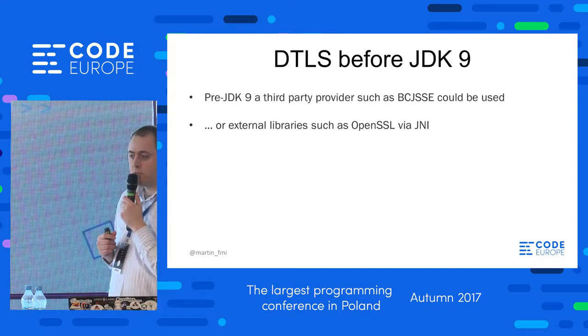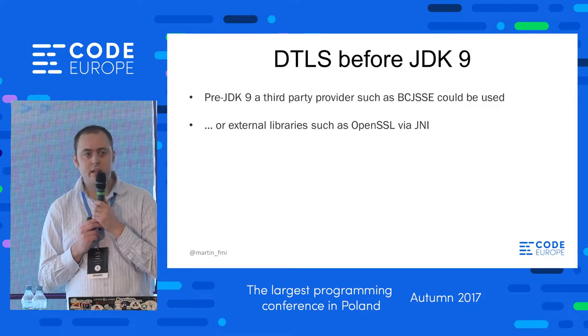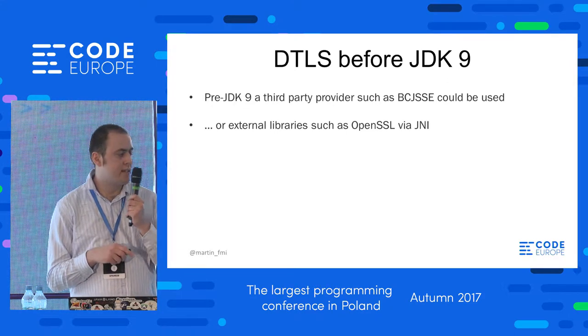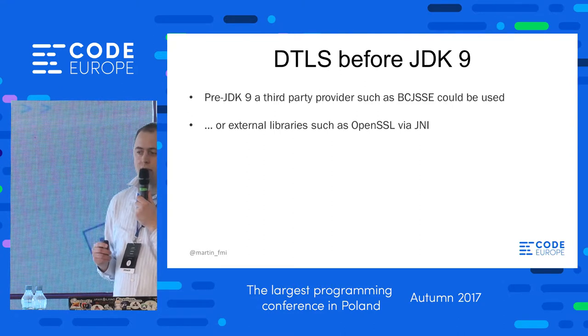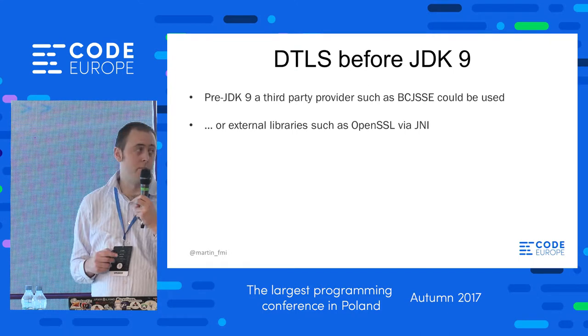Another option you might have before Java 9 is to use an external API, or basically to call an external API via JNI. For example, you can interact with OpenSSL via JNI if you want to use DTLS. OpenSSL has provided DTLS support for quite some time.